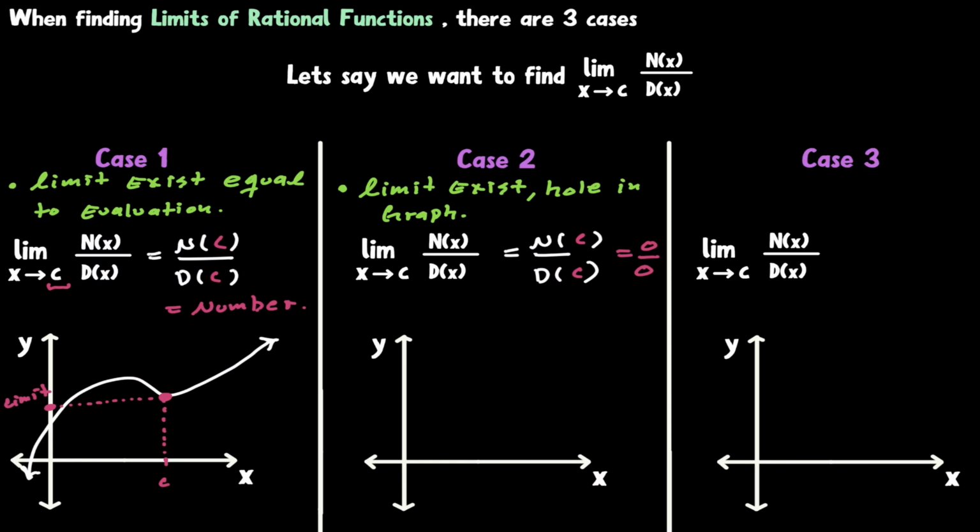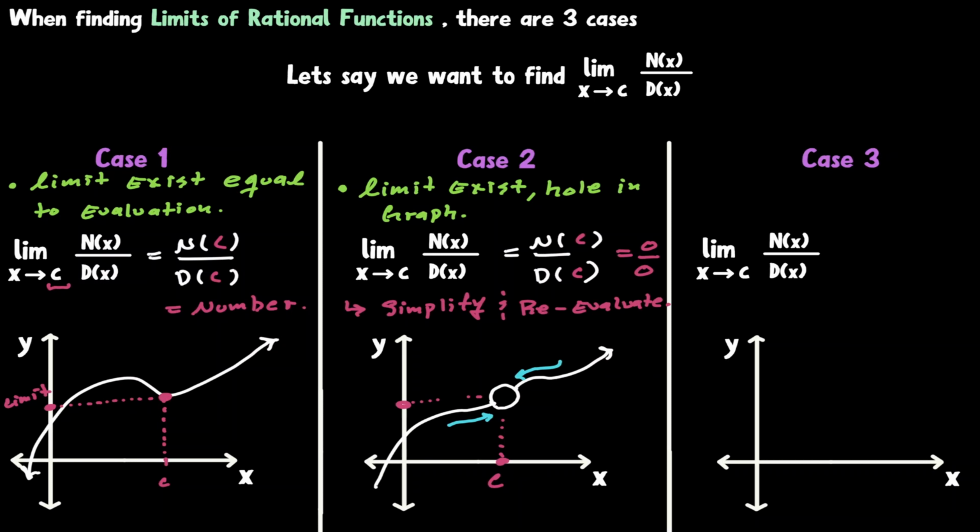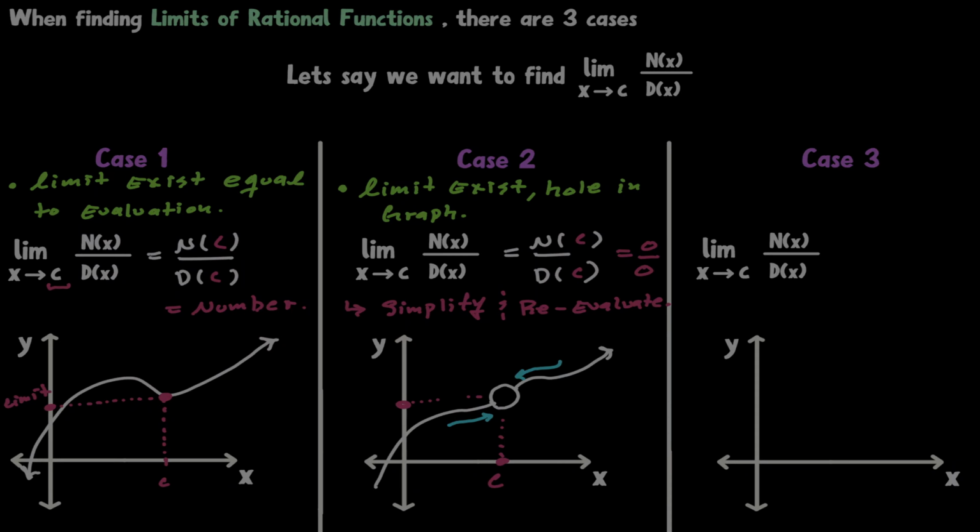So let's visualize that. Let's say that here we have our function, then at some value of C, we have a hole in the graph. The limit still exists because we are still reaching the same destination from the left as we do from the right. And what we are going to do when we encounter this scenario is simplify and then re-evaluate the function. Let's show an example of this.